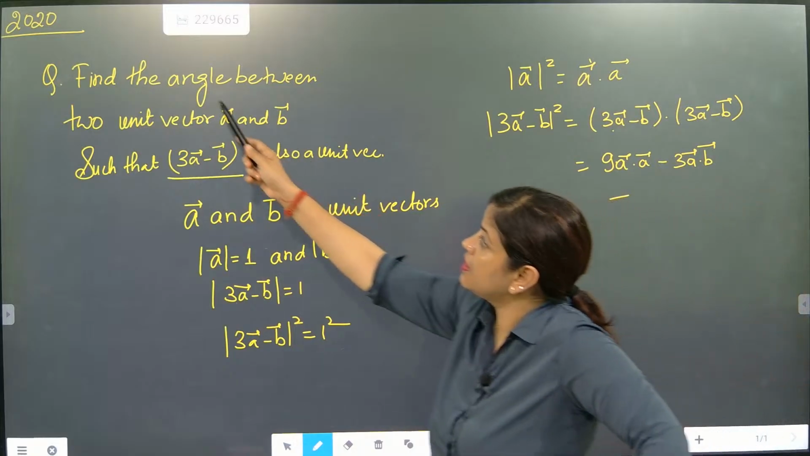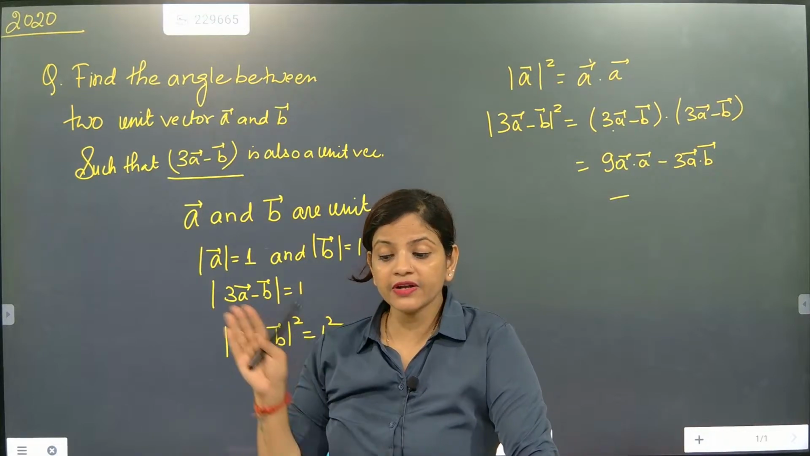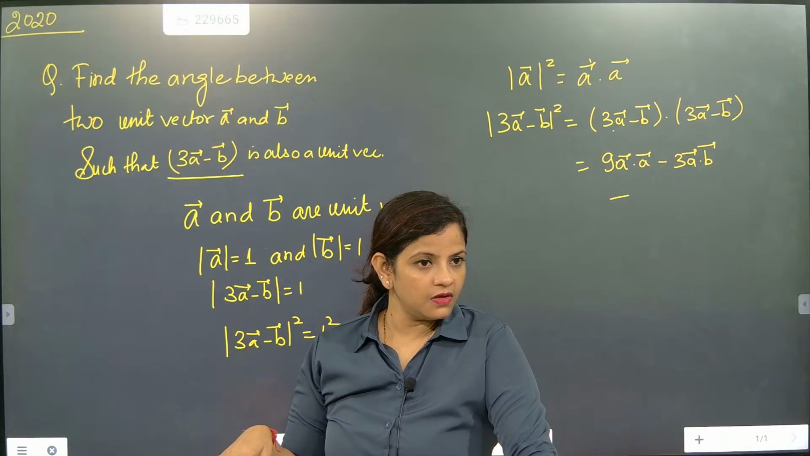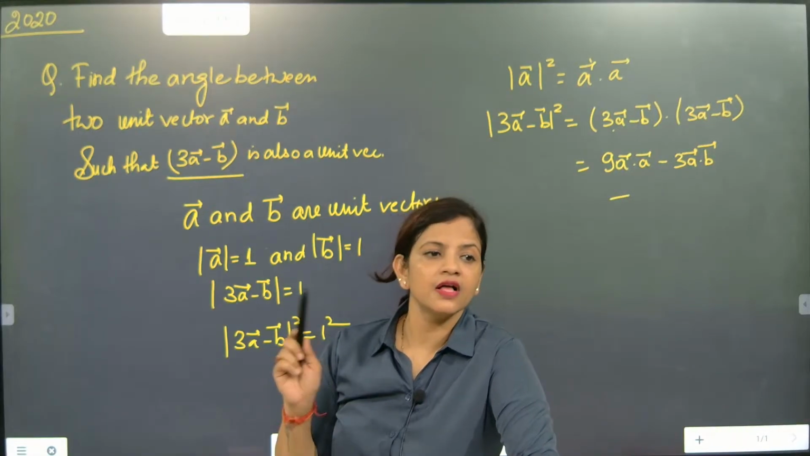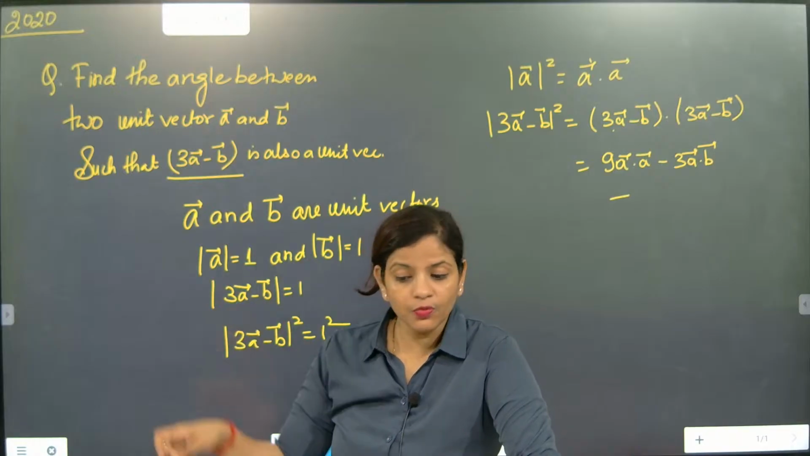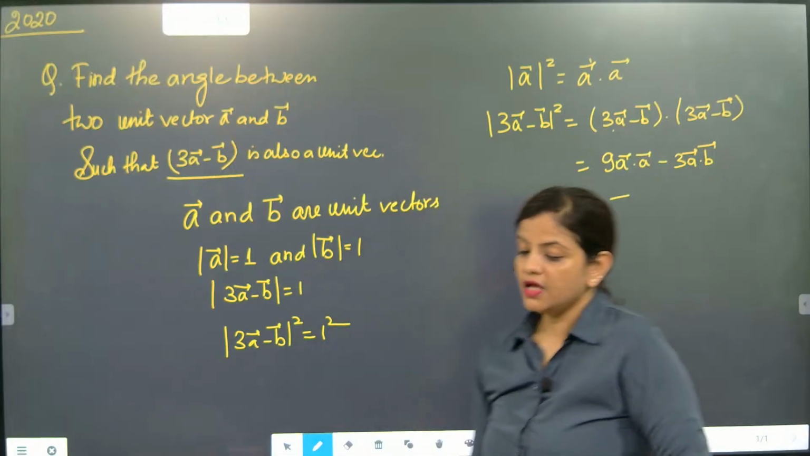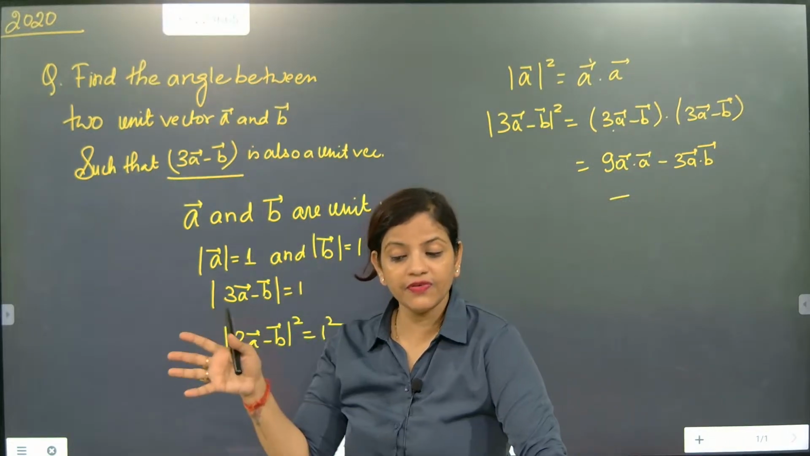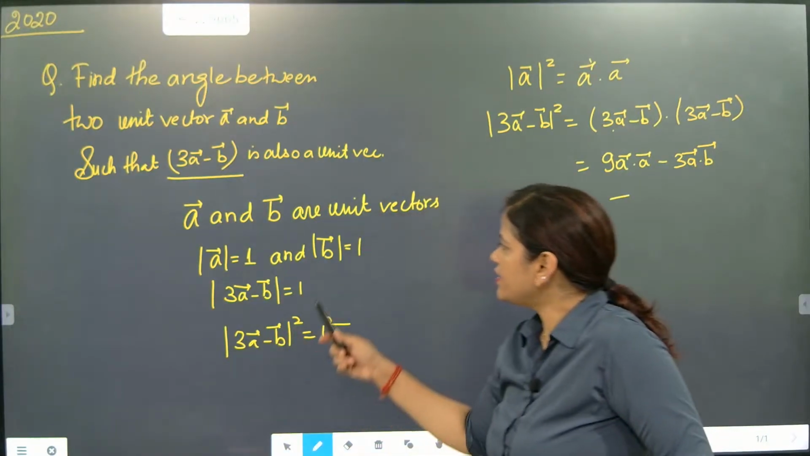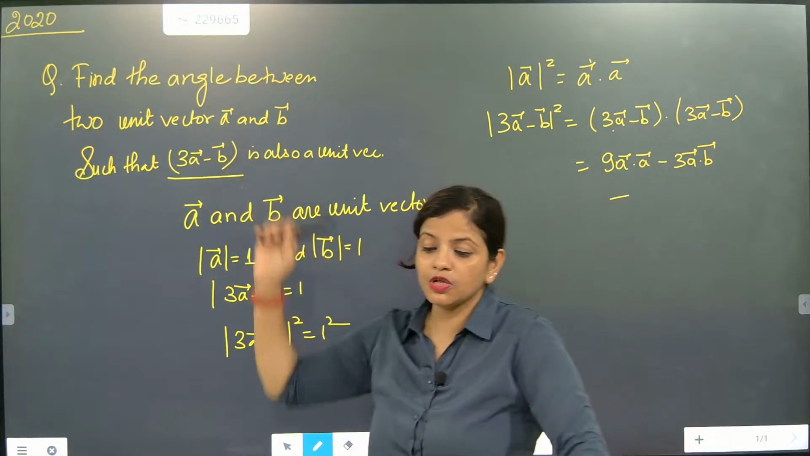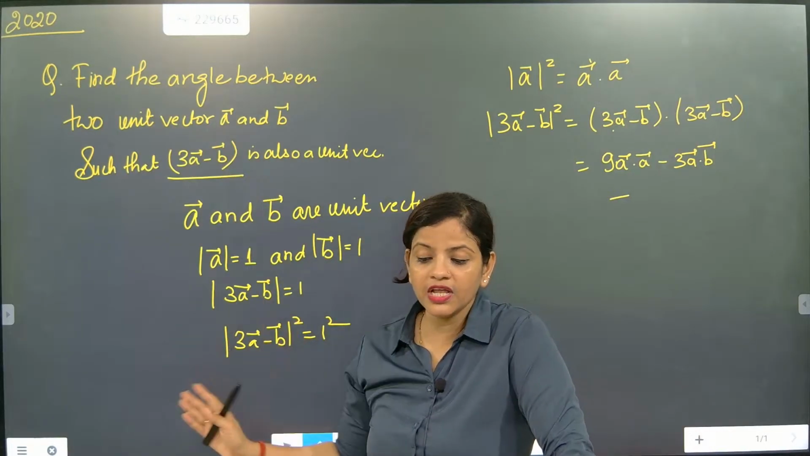They have already given the angle between two unit vectors. You have to find the angle between A vector and B vector, and A vector and B vector are unit vectors here. So their angle you have to find. But the most important thing here is that the magnitude of a unit vector is 1. So since A vector is a unit vector and B vector is also a unit vector, its magnitude is coming as 1. And they told us that this is also a unit vector, so its magnitude will also be equal to 1. And from there only I did the squaring.